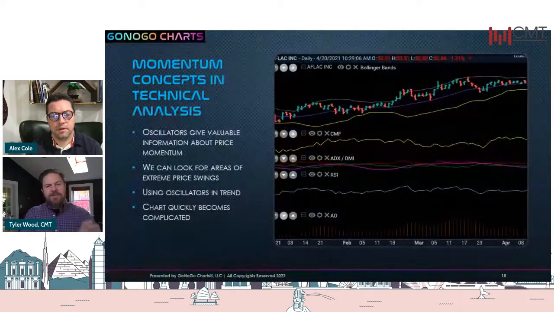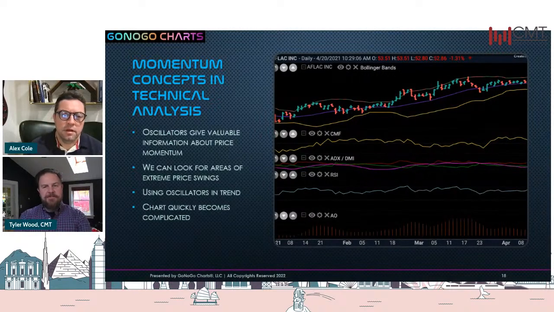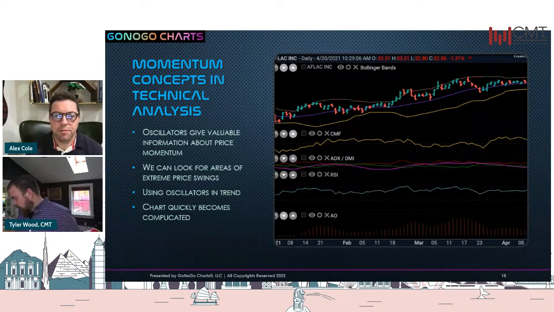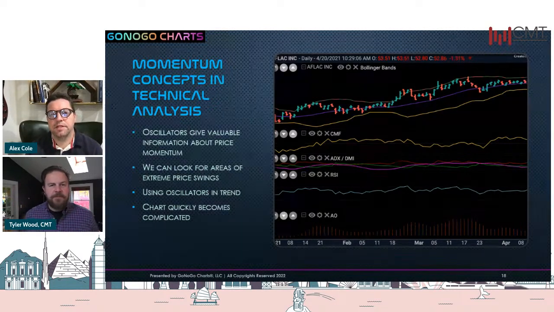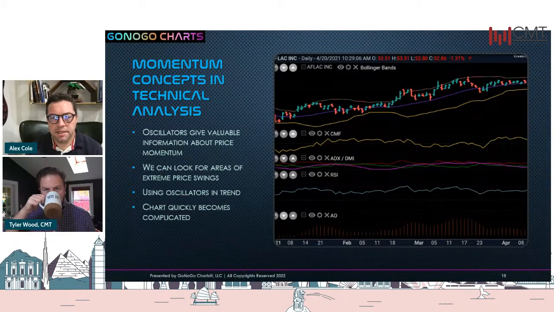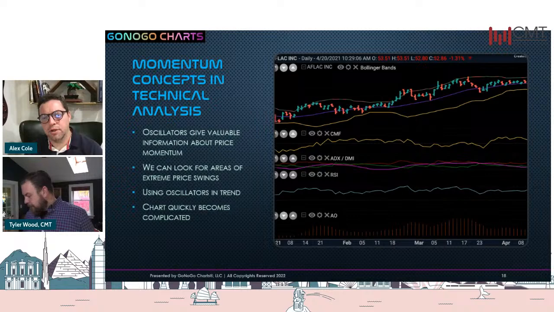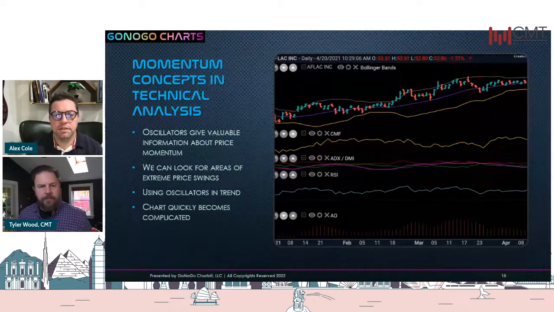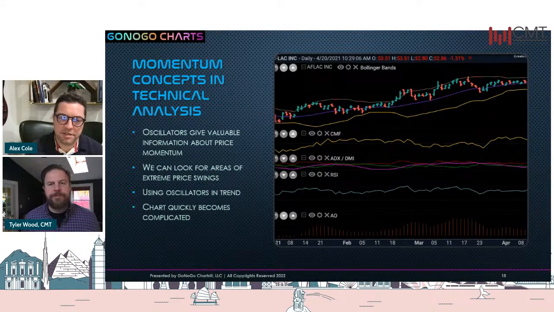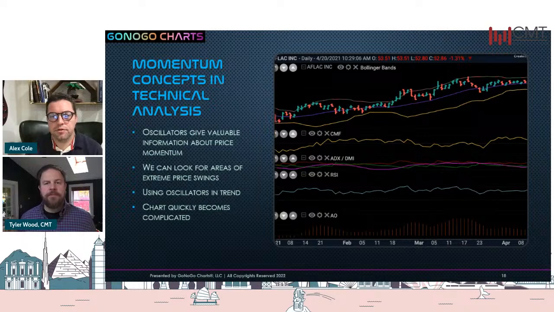So talk us through the momentum concept real quick, Alex. Yeah, absolutely. We know that we want to do all of this, but we also know that we want to keep our chart free from clutter. So that's really the overarching idea behind all of this, is simplification of the chart. So we know we need to look at momentum. We know we need to look at volume. We know we need to look at volatility, but we can't get ourselves into that mess of having too much on our chart.